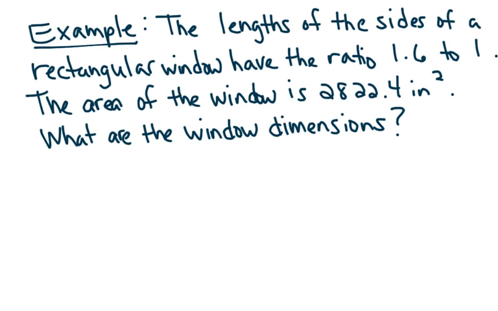Now on your own, I want you to do this example. The lengths of the sides of a rectangular window have the ratio 1.6 to 1. The area of the window is 2,822.4 square inches. What are the window dimensions? Hint, draw a picture. Whenever you have something that says it's in the ratio of something to something, you're going to stick little x's next to it. So basically it says one side is 1.6x and the other side is x. How do you find the area of a rectangle? If you can set up that equation for this problem, you'll be able to solve for x.